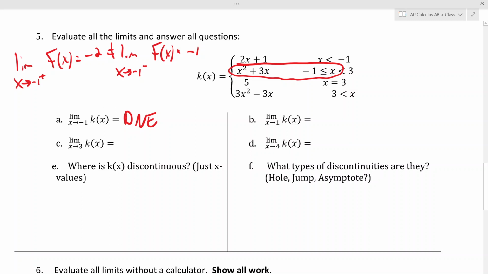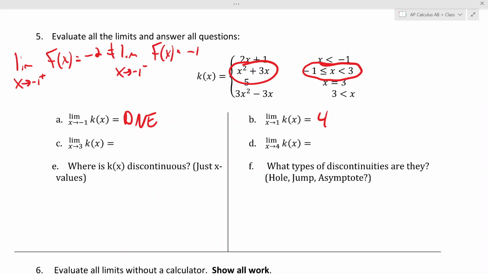Okay? As we approach 1, 1 is not one of the splits. 1 is entirely on this interval. At 1, this function equals 4. That's what it approaches. So that is it. Okay?